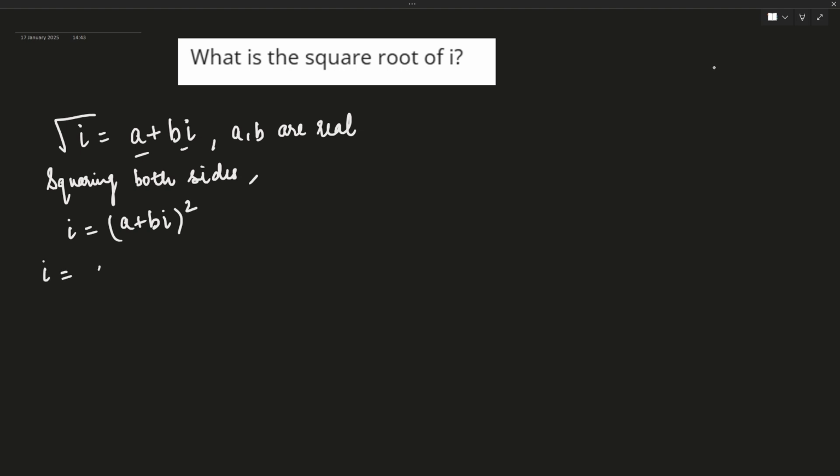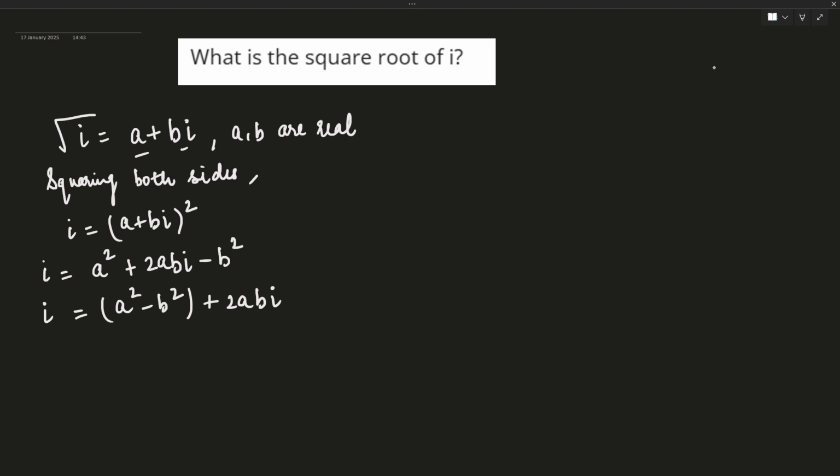Now we'll expand. This will be a² + 2abi + b²i², which will be minus b², because i² is minus 1. So this will be i = a² − b². Let's separate out the real parts and the imaginary parts. So i = (a² − b²) + 2abi.